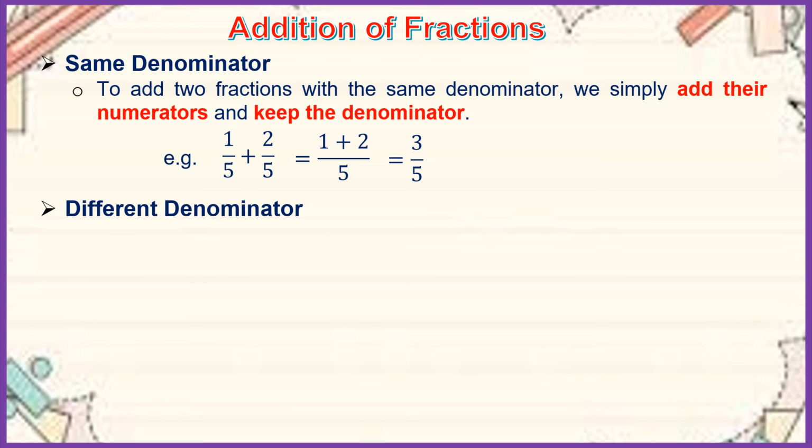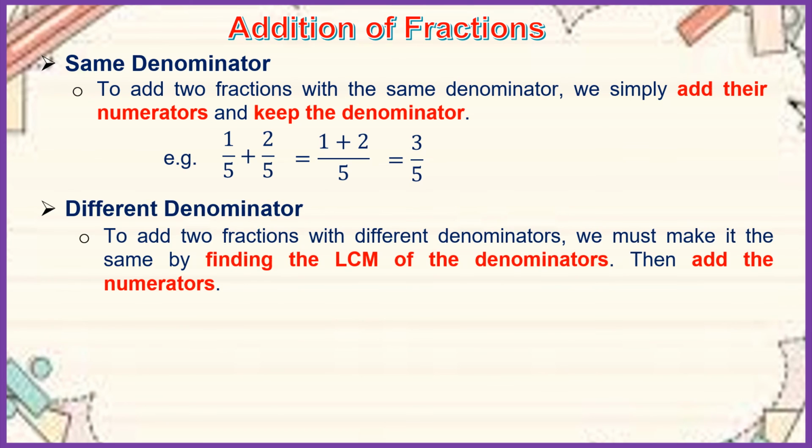Now let us have the different denominator. So to add two fractions with different denominators, we must make it the same by finding the LCM of the denominators. Then add the numerators. So example for this one, we have 1/3 plus 1/4. So in here, the LCM of 3 and 4 is 12. So we are going to multiply the denominators to get 12.